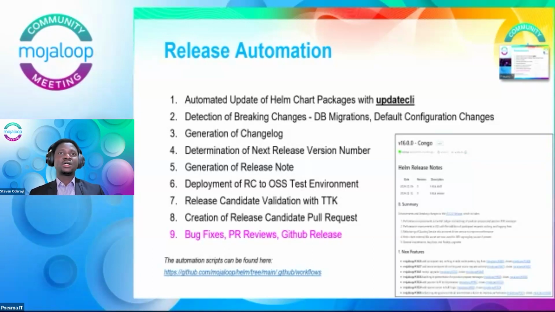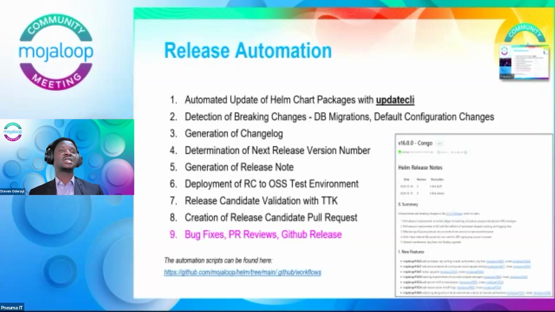The second point is we are now able to automatically also detect breaking changes between the last release and the next release. We are able to do this by basically detecting what DB migrations have happened between the last release and the current release we're trying to make, and whether the default configurations have changed. The third one is we are now able to also generate the change log between the last release and the current master of Helm chart. And using that information, we are able to determine number 4, which is to determine the next release version.